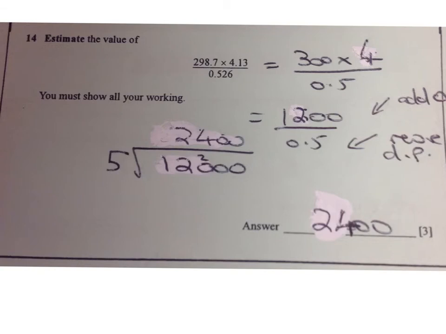Another 3-mark question on estimating with the decimal at the bottom. Fairly straightforward stuff again. This number becomes 300. This number becomes 4, and that becomes 0.5. So 300 times 4 gives you 1,200, divided by 0.5. Stick your 0 at the top, get rid of this 0 at the bottom. So you're now left with 12,000 divided by 5, which gives you 2,400. And that's the answer for that.